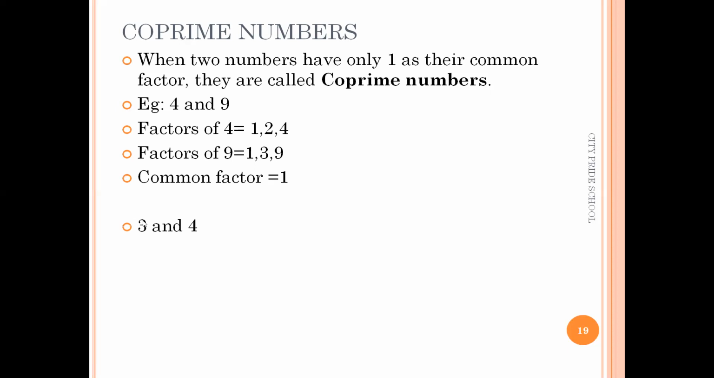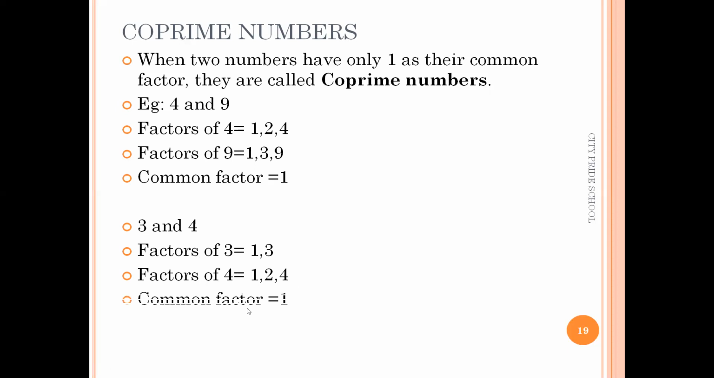Let's take another example, like 3 and 4. So write factors of 3. 3 is a prime number, so the factors are 1 and 3. Write factors of 4. 1, 2 and 4 are the factors of 4. Now here the common factor is only 1. Only 1 is common in both the numbers. So when two numbers have only 1 as their common factor, then these numbers are called co-prime numbers.